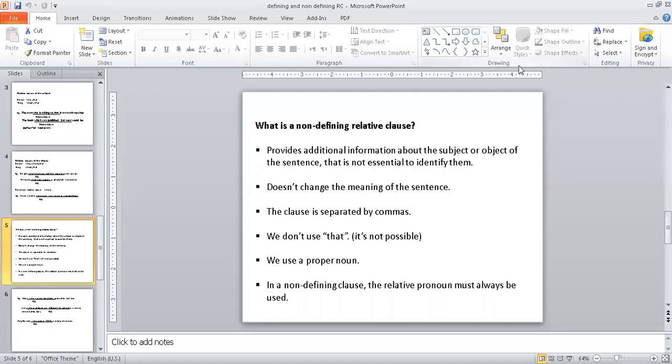So now let's go to non-defining relative clauses وهو النوع الثاني. بس خلينا أذكركم مرة ثانية the defining relative clause.